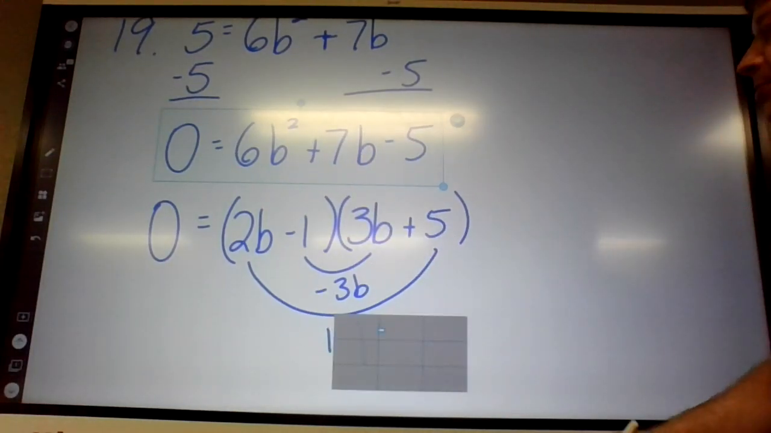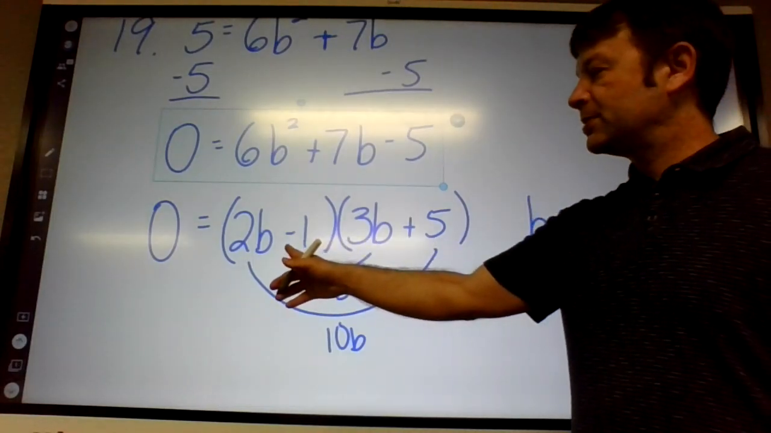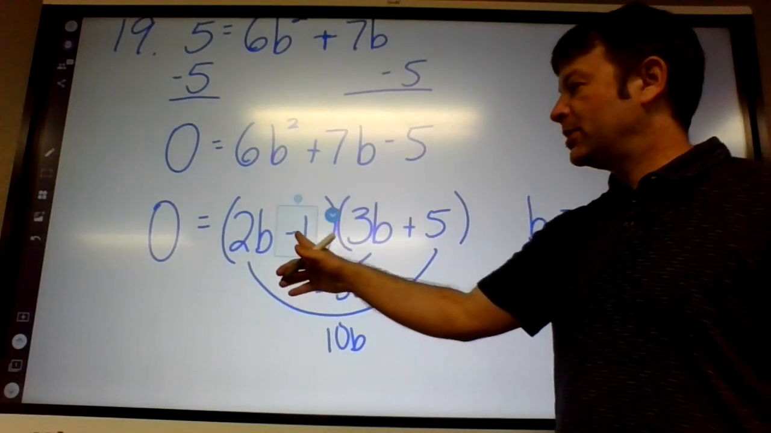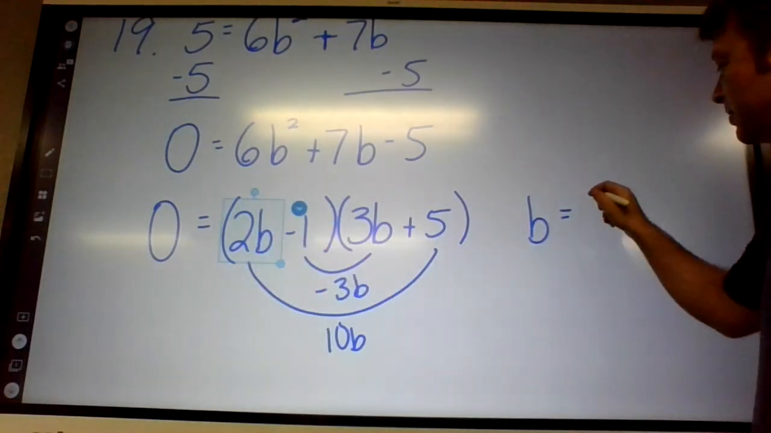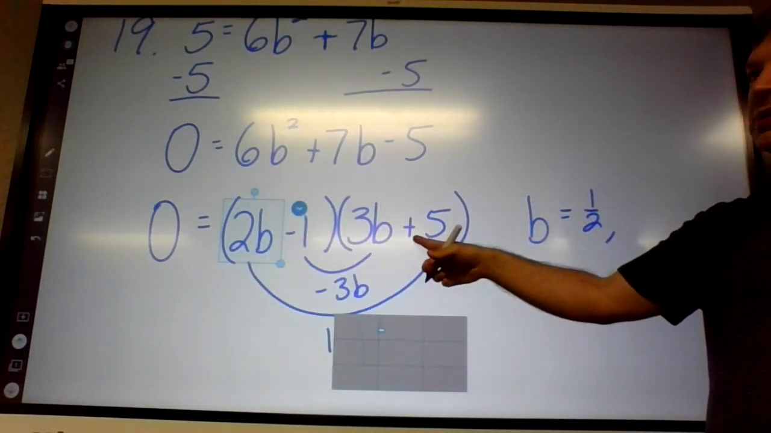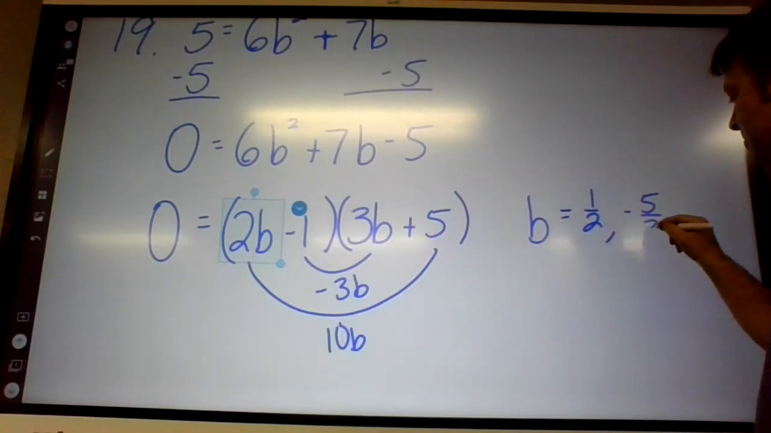Alright, so what are the two answers though? B equals 1 half, or negative 5 over 3. You guys see the pattern? See where he's getting that from?